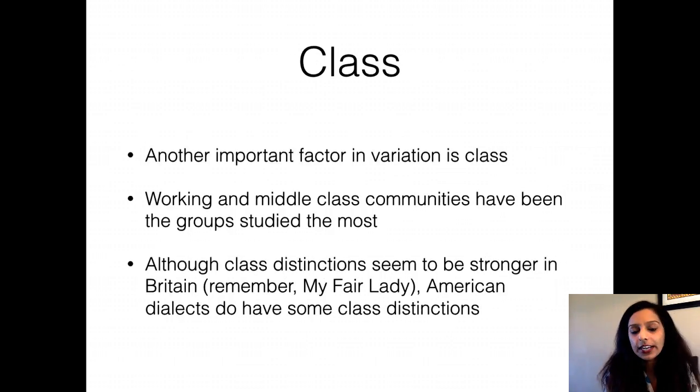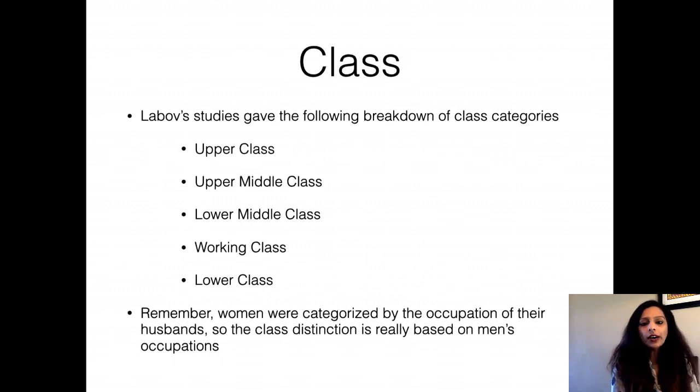Another important factor in variation is class. Depending on what class you belong to, you speak differently. The classic example is the play by George Bernard Shaw called Pygmalion, the basis for My Fair Lady. This is also seen in American dialects, even though it's much more subtle than in British dialects. Here is the breakdown of class categories: upper class, upper middle class, lower middle class, working class, and lower class. Women were categorized by the occupation of the husband, so these class differences are mostly for men.